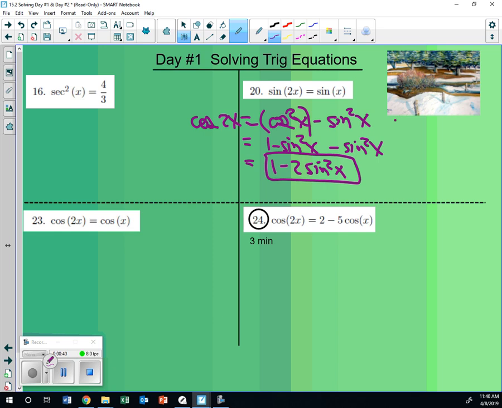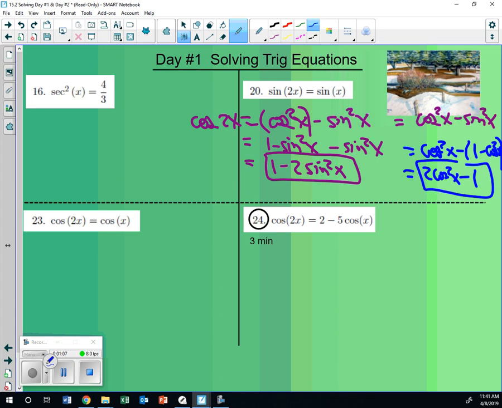Another one you could do for cosine squared x minus sine squared x is to say sine squared is 1 minus cosine squared. Well, now you have negative 1, and you have cosine squared plus cosine squared. You have 2 cosine squared. So that's the other green one you can substitute.